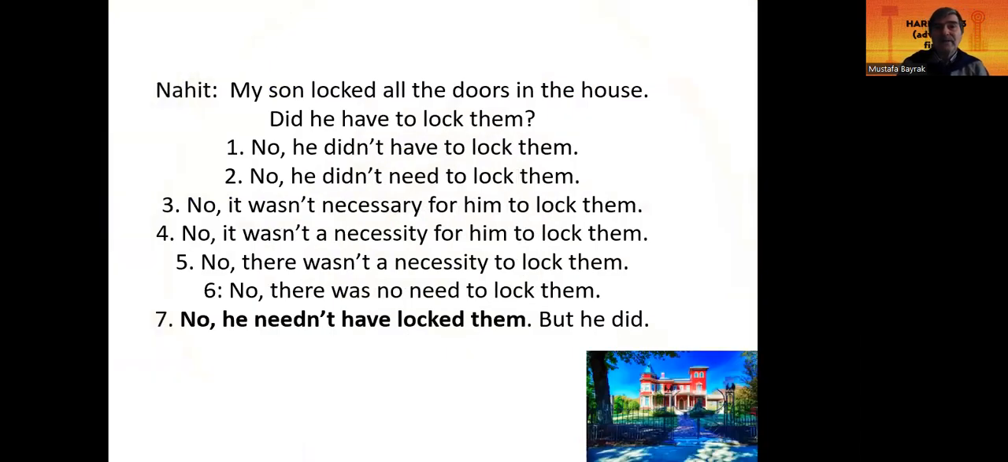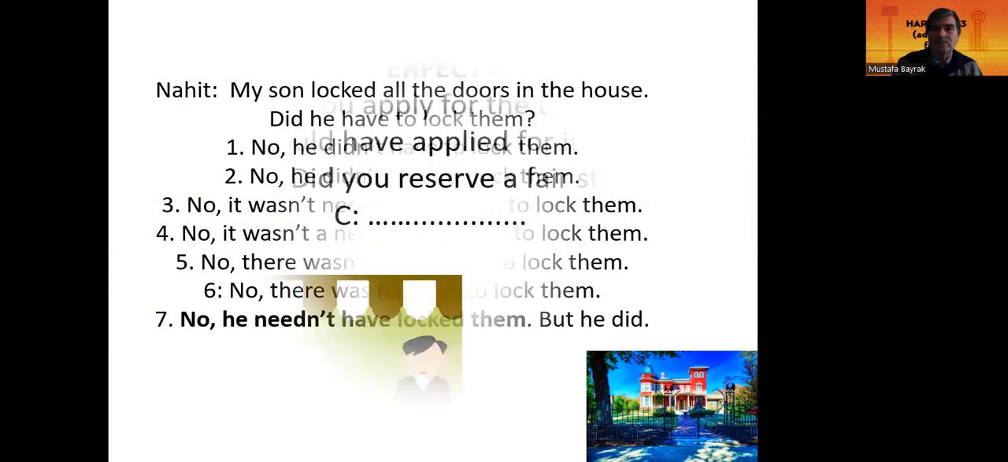Now, 9. My son locked the doors in the house. Did he have to lock them? No, he didn't have to lock them. No, he didn't need to lock them, etc. You can read it, I think. Let's make use of time better. These are the alternative ways of expressing lack of necessity, absence of necessity.